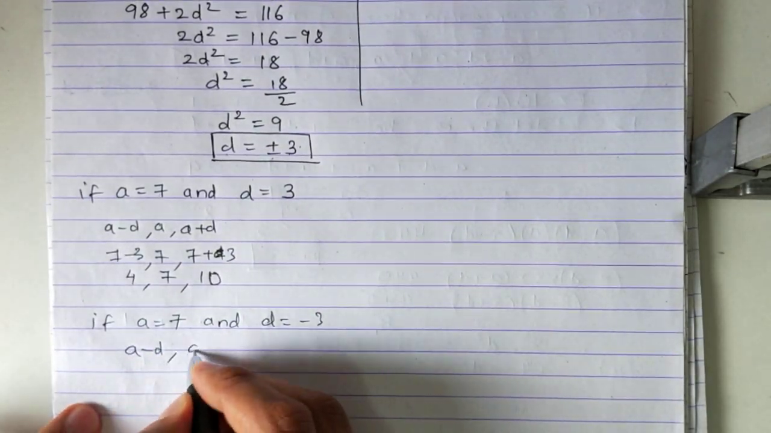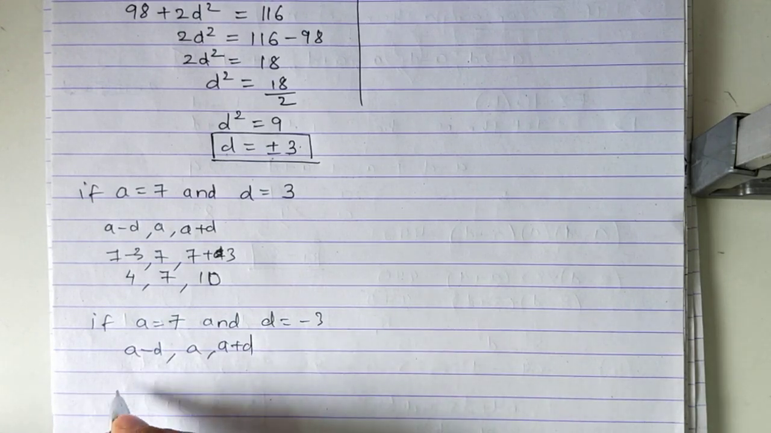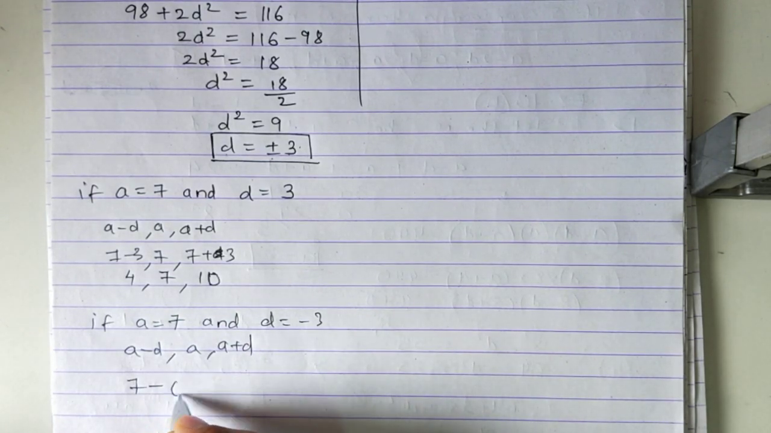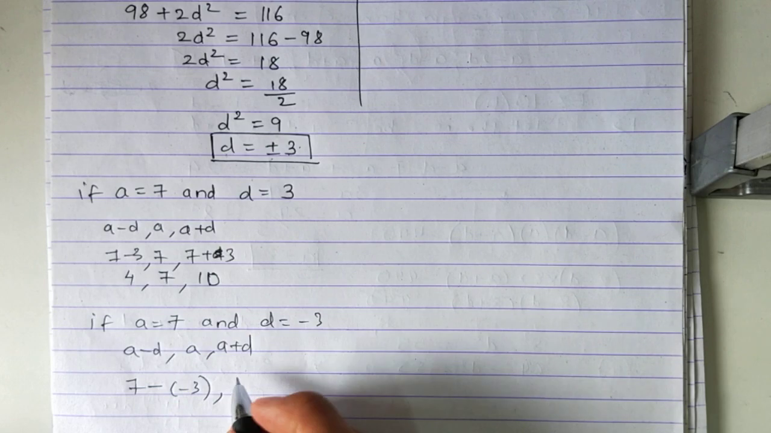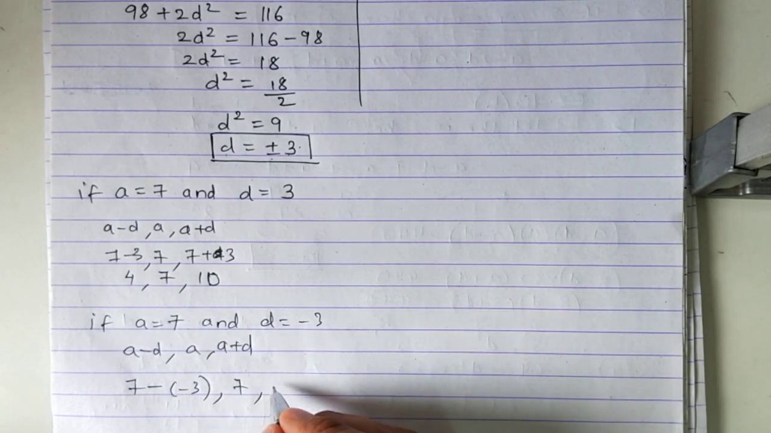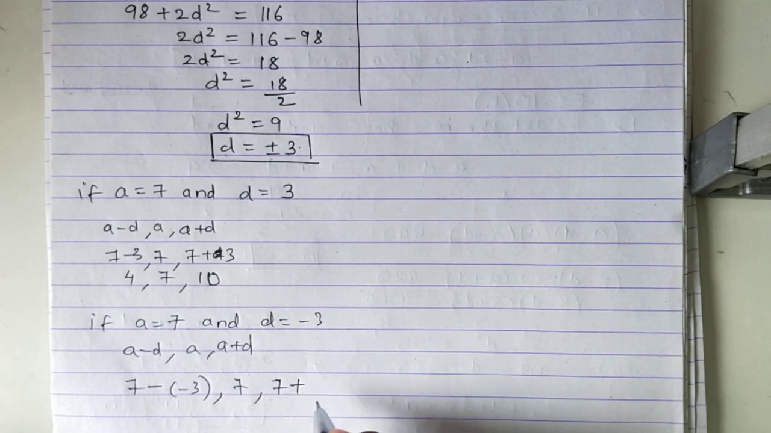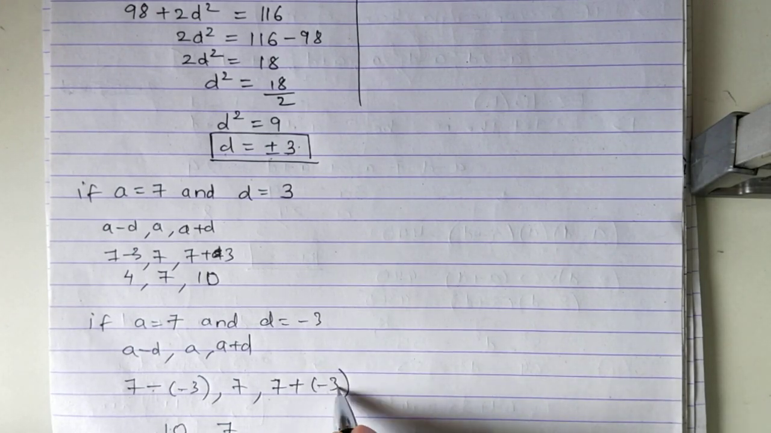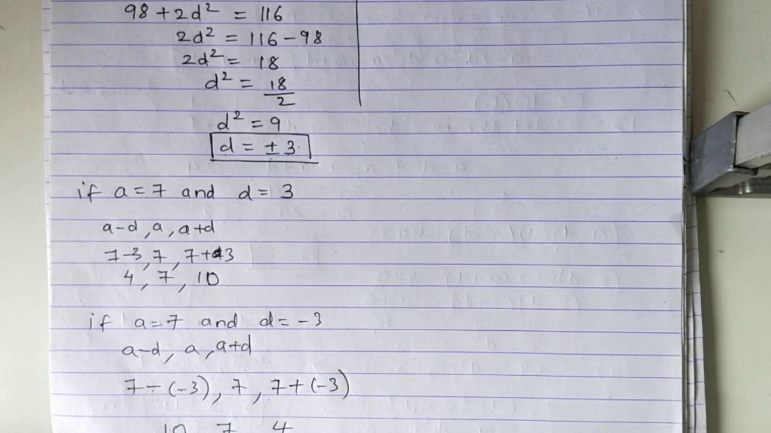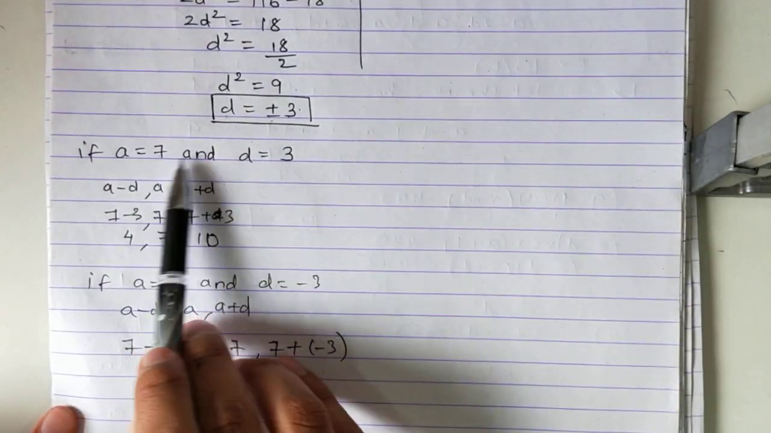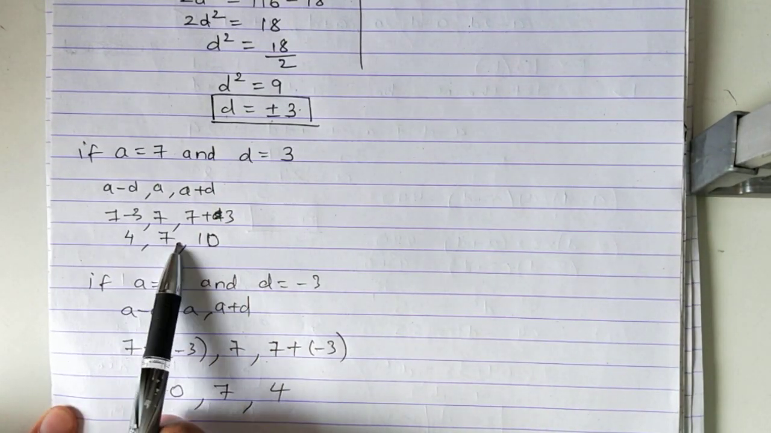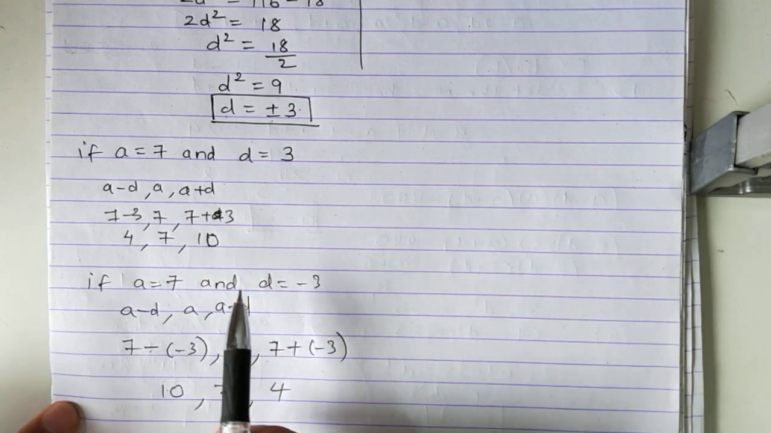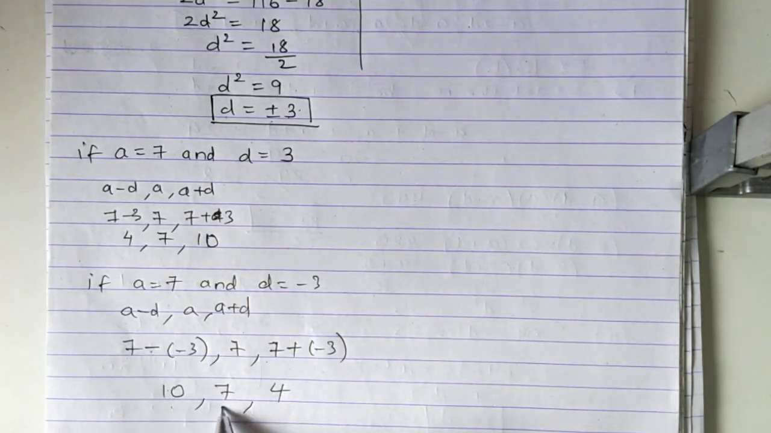a minus d, a, and a plus d. A minus d will be 7 minus 3. Second term will be 7 and third term will be 7 plus 3. So 7 plus 3 will become 10, and 7 minus 3 will become 4. Means when you take 7 and plus 3 you get numbers 4, 7, 10. But when you take 7 and minus 3 you get 10, 7, 4.